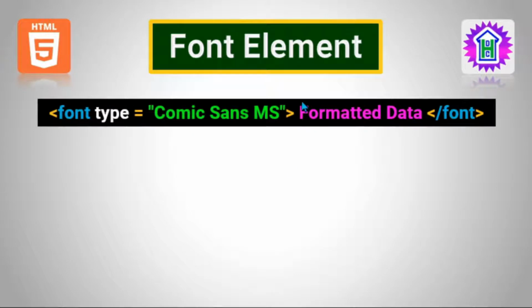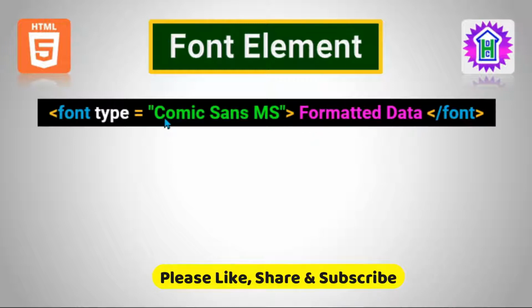If I write font, I must use the type attribute. That's because then I will be able to specify the font that will be used to display the text. So here I am using the Comic Sans MS font, and the content formatted data will be displayed using Comic Sans MS, and then I am closing the font tag.